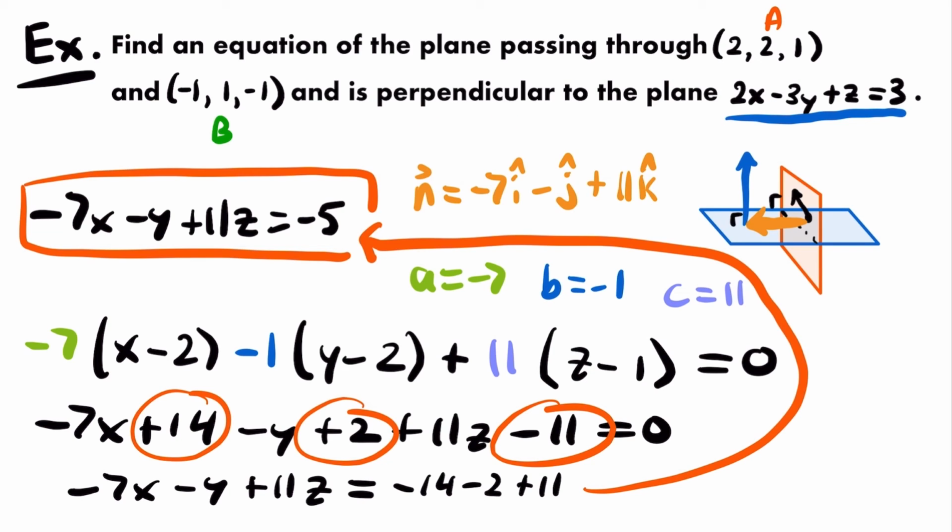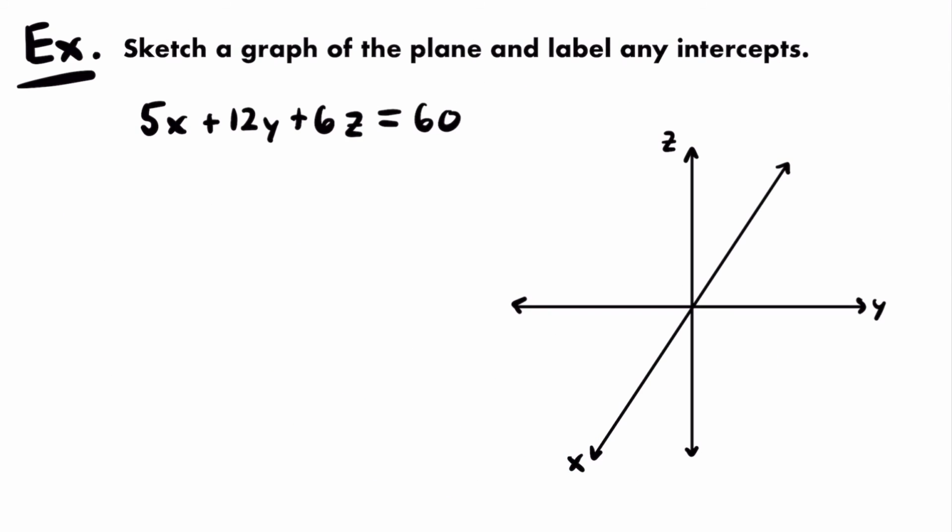All right, so sometimes there's a little bit of intuition involved with these problems, but if you can draw a picture of what's going on, usually that will help you figure out what you have to do to get that normal vector. Okay, and so now let's look at a couple more examples for this video where we sketch a graph of some planes. All right, so for this example, we want to sketch a graph of the plane and label any intercepts. And our plane equation is 5x plus 12y plus 6z is equal to 60.